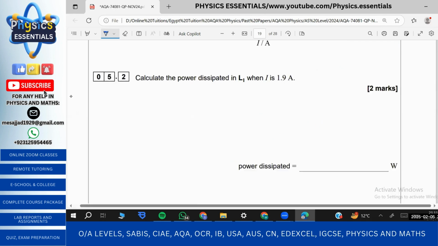Calculate the power dissipated in L1 when I is 1.9.